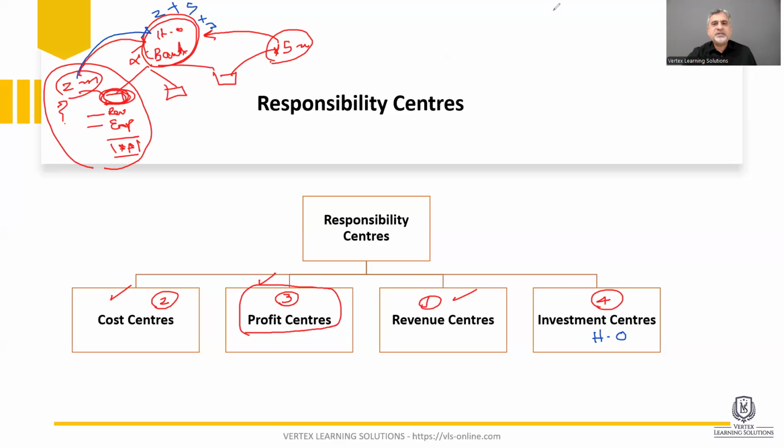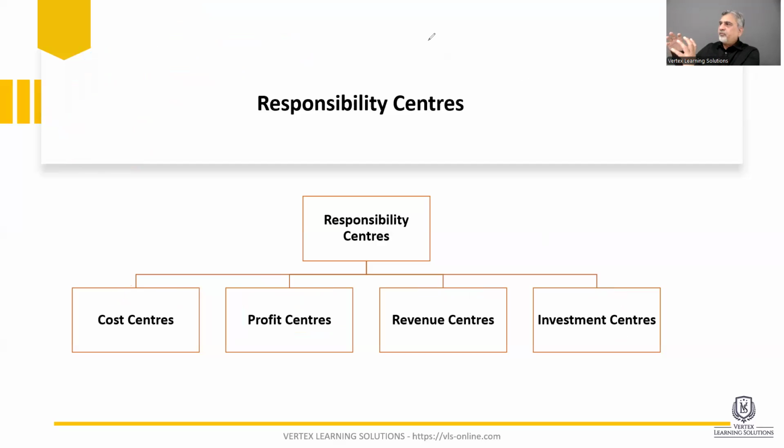So anyone who is taking the decisions or is responsible, head office is responsible for how to invest this 10 million. Branch is responsible for how to earn 2 million. Branch is a profit center, head office is an investment center. So this is how we segregate the responsibilities between different parts of the organization.